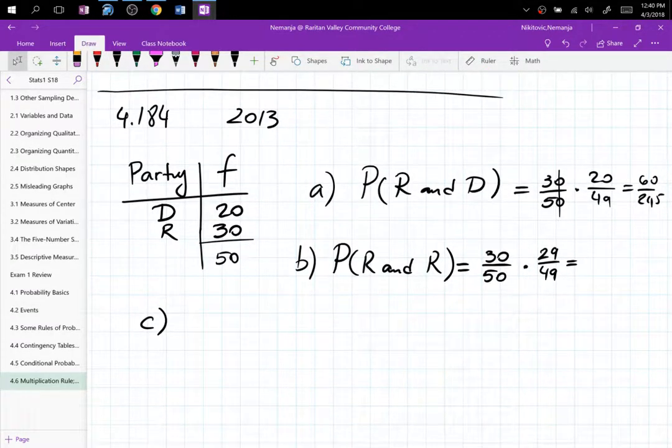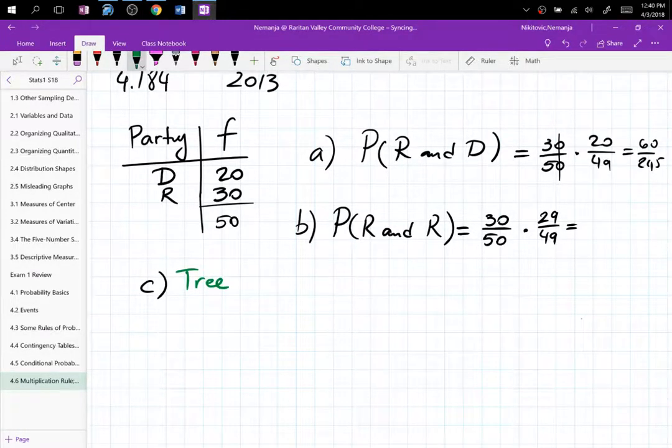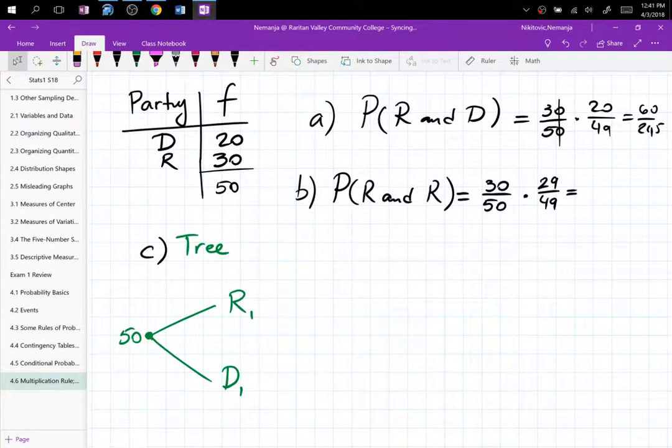So tree diagram. Okay, that's green. We are starting with 50 people. And we are going to pick a Republican first or a Democrat in a first draw. What is the probability to pick a Republican? We already know, 30 over 50, so we'll call that 3/5. And to pick a Democrat is 2/5.